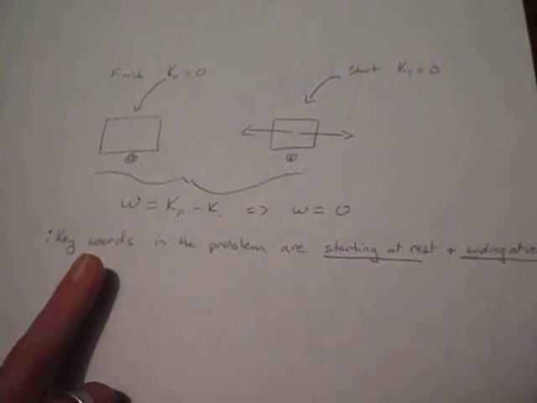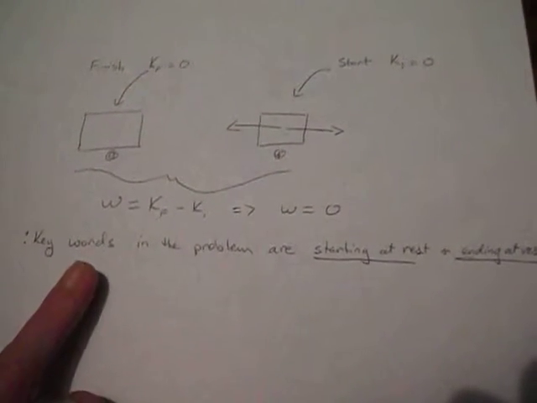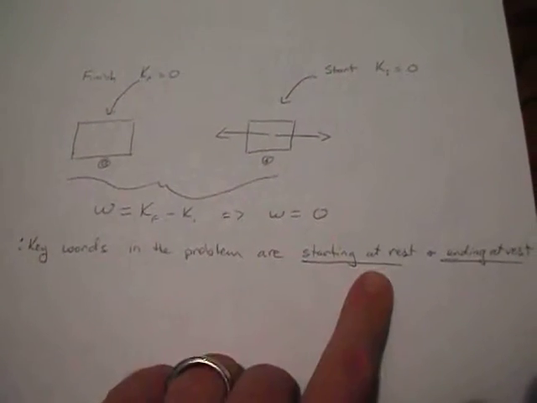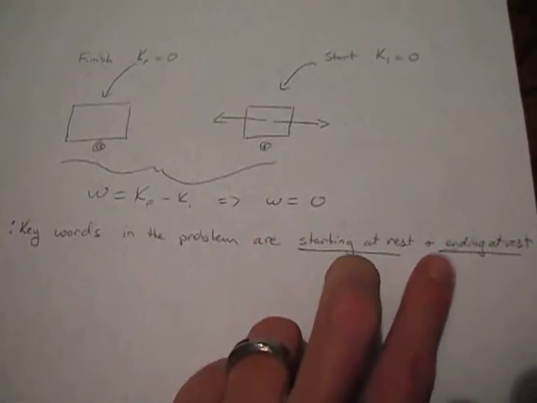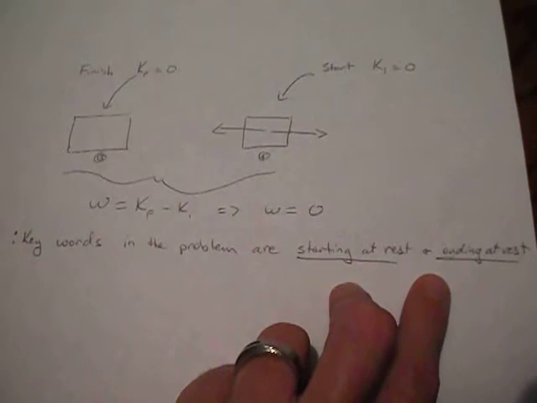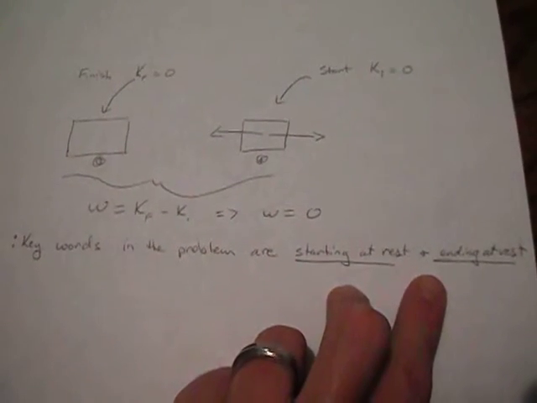So the key words within the problem are starting at rest and ending at rest. Those give you your values of 0 for your kinetic final and kinetic energy initial.